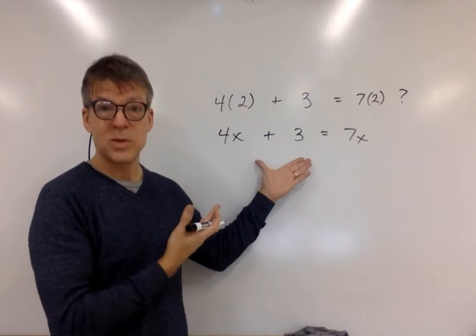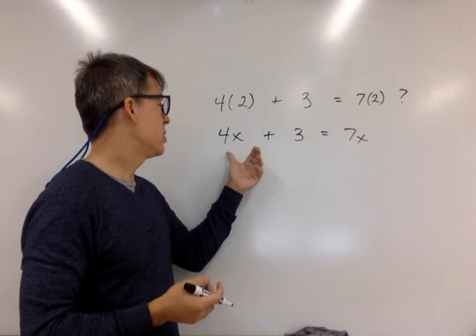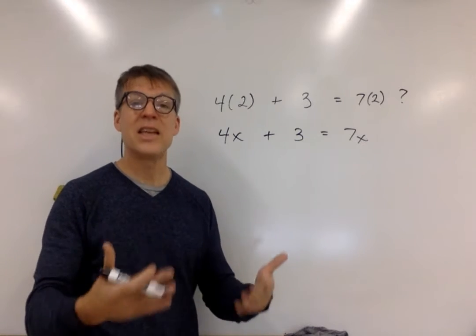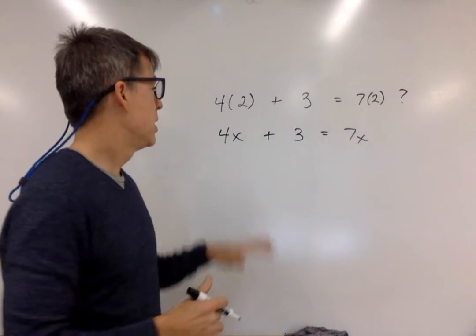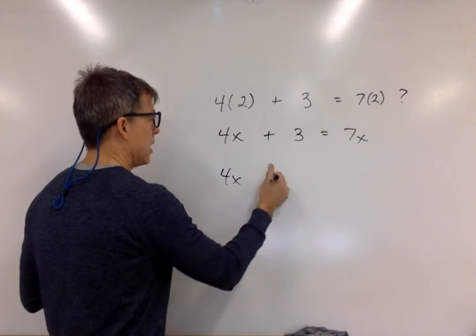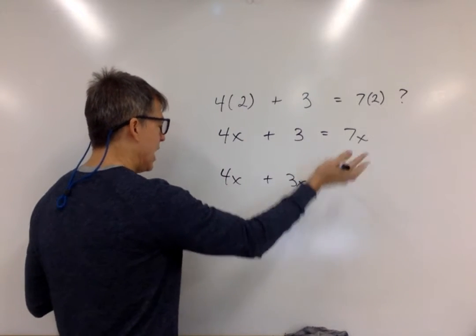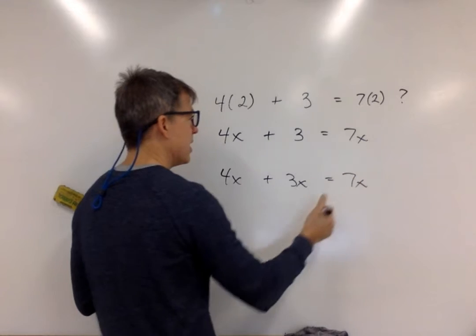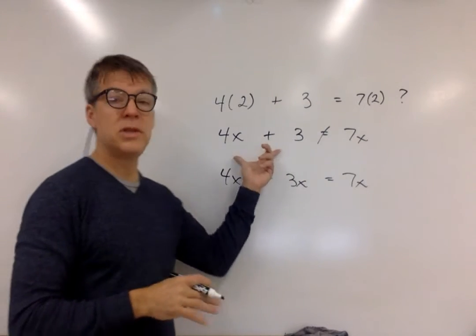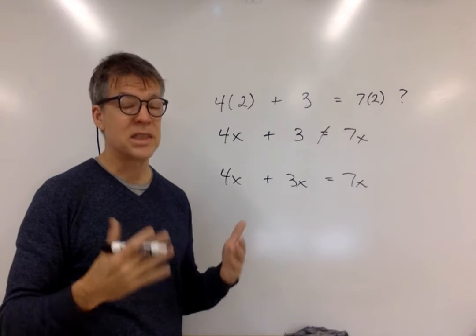But sometimes kids will do this. Turns out this 4x and this 3, they are not like terms, is what they call them. Like terms can be added. If we had 4x and we added it to that 3x, then hey, yeah, go ahead, write 7x there. But this, no way. 4x plus 3 cannot be simplified. It's as simple as it can get.